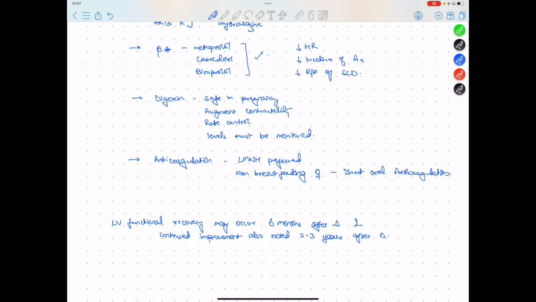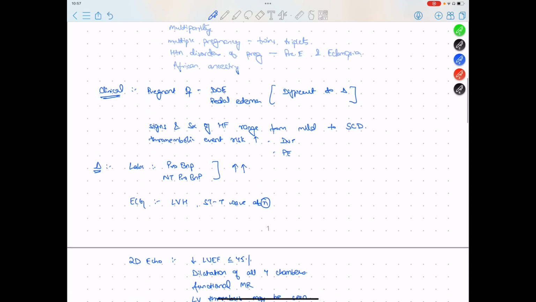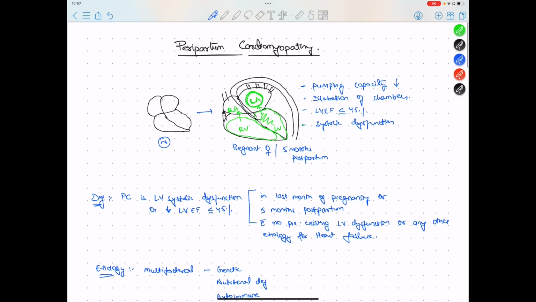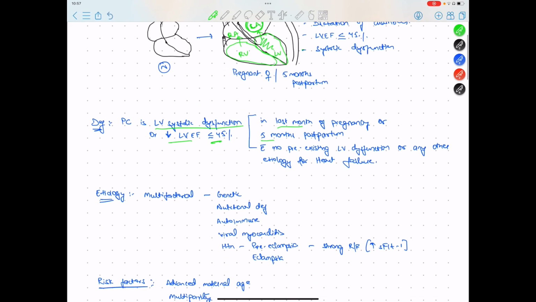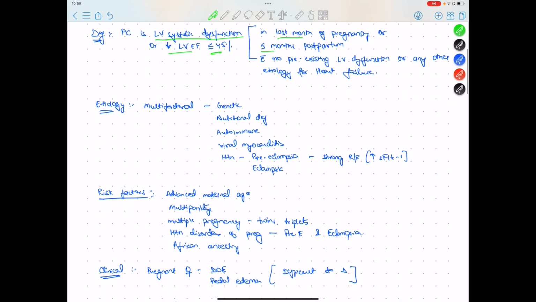So let's revise it now. Peripartum cardiomyopathy is nothing but LV systolic dysfunction or decrease in the ejection fraction to less than 45% in the last month of pregnancy or 5 months postpartum with no pre-existing LV dysfunction or any other etiology for heart failure, right? Etiology is multifactorial: genetic, nutritional, autoimmune, viral, and preeclampsia and eclampsia.